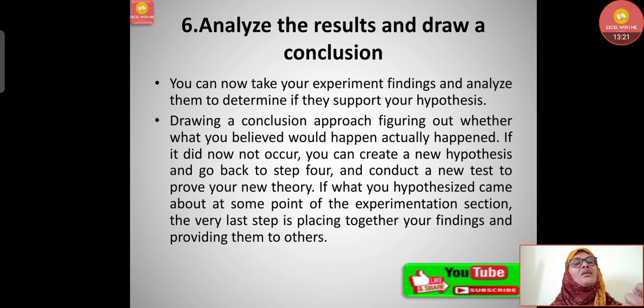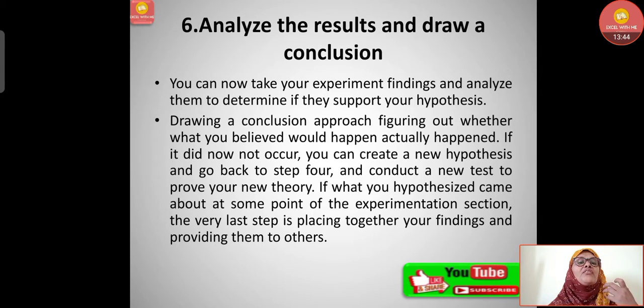If it did not occur, you can create a new hypothesis and go back to step 4 again. If it is not a proper solution to your findings, you have to go back to your 4th step and conduct a new test to prove your new theory. Whatever theory you made, you have to prove it by again conducting the experiment.